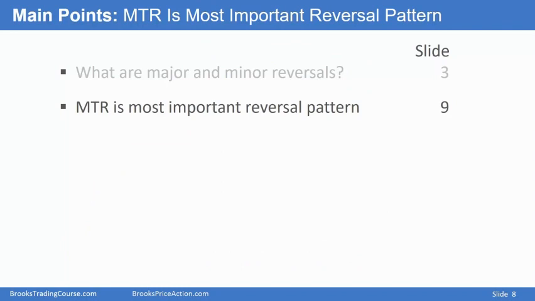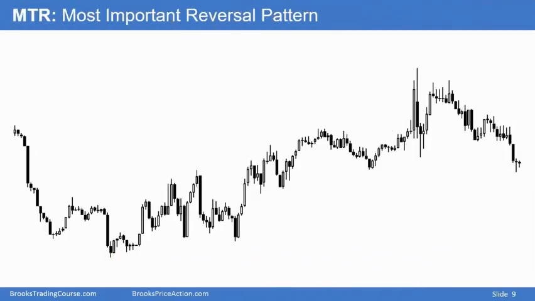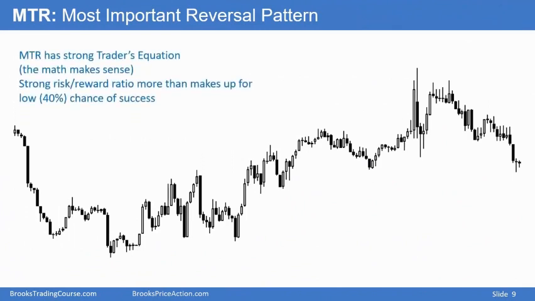There are many types of reversals: wedge tops, double tops, climatic tops, bottoms. Major trend reversal is the most important reversal pattern for most traders. A major trend reversal has a strong trader's equation. The math is good. The math makes sense. Even though the trade has only a 40% chance of a successful swing trade, the strong risk-reward ratio more than makes up for the low probability.